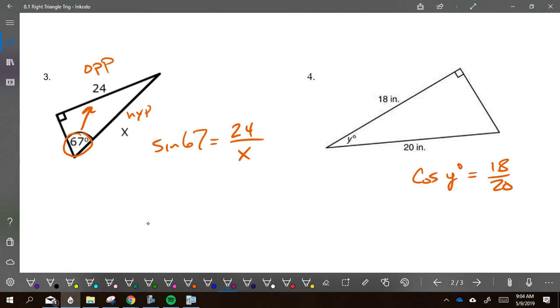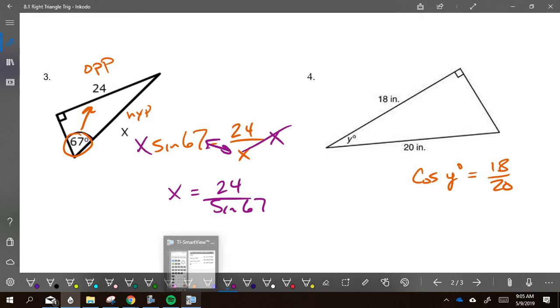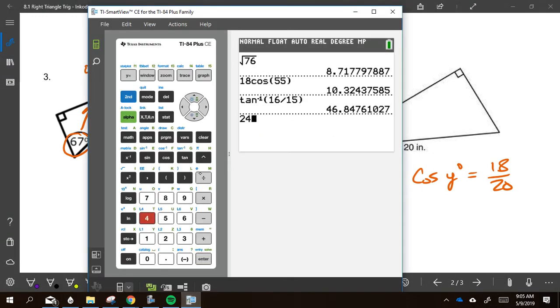To solve it, I would multiply by x. Yep, get x out of the denominator, so multiply by x, and then what would you have to do? And then I would do sine 67 and then divide 24 by it. Flip that, right? 24 divided by sine of 67. Yeah, same thing. Basically, these two things are going to switch spots. So in my calculator, I'm taking 24 divided by sine of 67. I hit enter. Boom, my answer is 26.07.